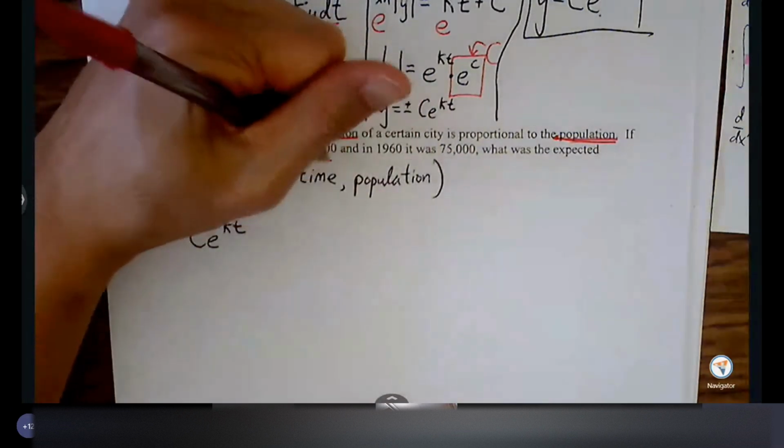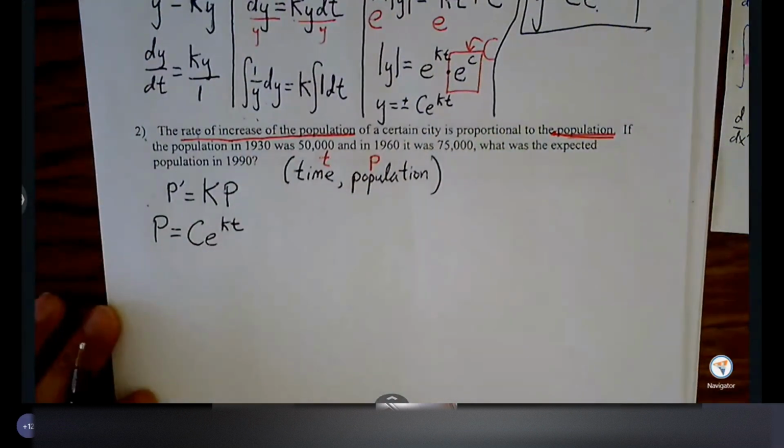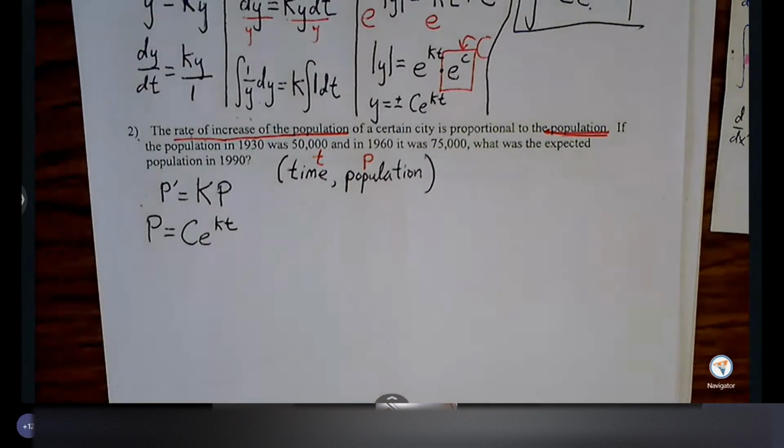I'll let t represent time, and I'll let p represent population. So we have a series of information given to us about a certain year, as well as a population that goes along with it. So the first thing is, what's the earliest time value that's provided? 1930. So we're going to let that earliest time period be 0.